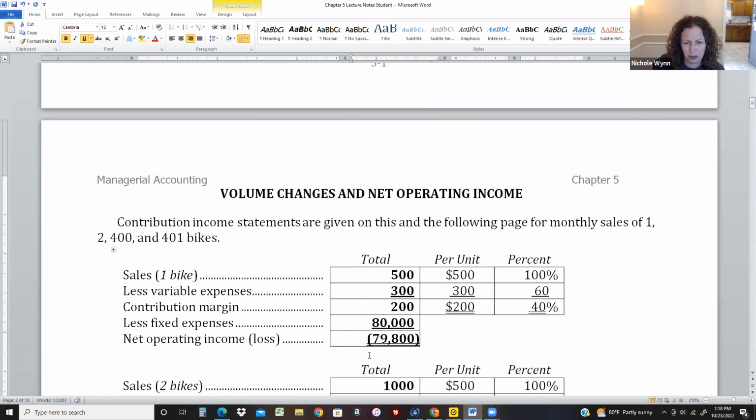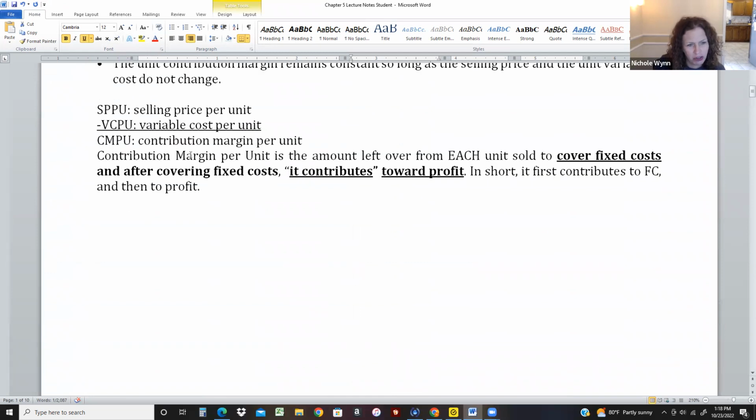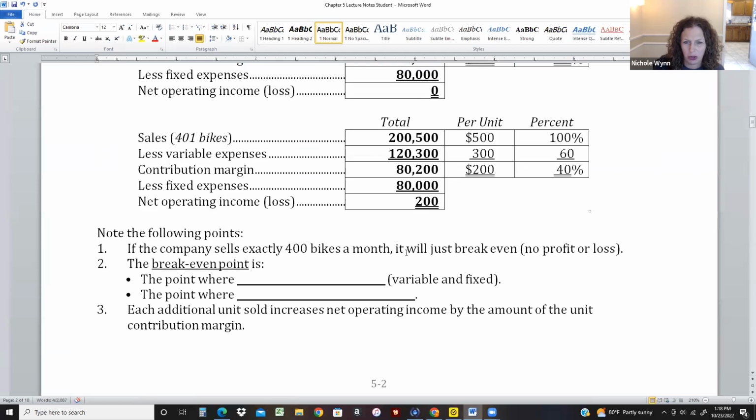So let's go back to our first page and read that definition again. Contribution margin per unit is the amount left over from each unit sold to cover fixed costs. And after covering fixed costs, it contributes toward profit. So in short, it first contributes to fixed cost, and then once it covers fixed cost, it contributes to profit. So if we sold 402 bikes, then this would be 201,000, 120,600, 80,400, 80,000, and then I'd have net income of 400.